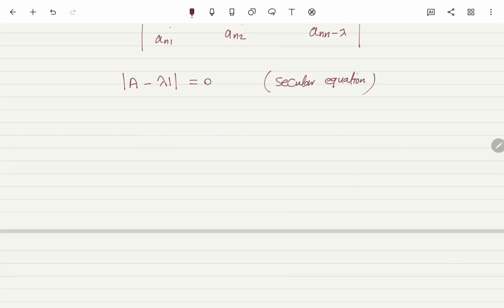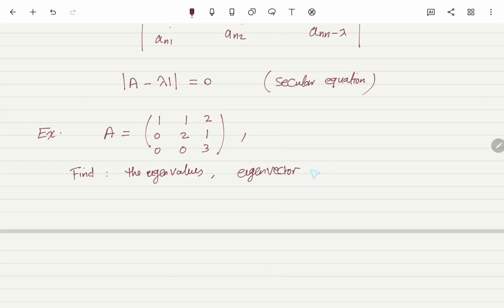To understand this very well, let's have this example. If we have a matrix A equal to 1, 1, 2, 0, 2, 1, 0, 0, 3, find the eigenvalues, eigenvectors, unit eigenvectors, which means the normalized eigenvectors. So we have this matrix here. We would like to find the eigenvalues, eigenvectors, and the normalized eigenvectors.